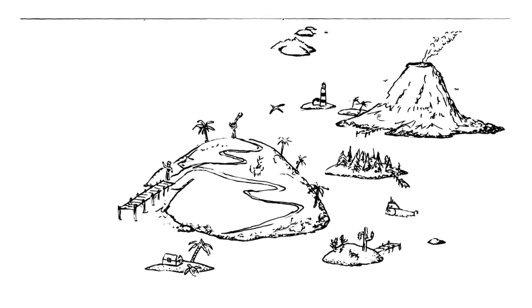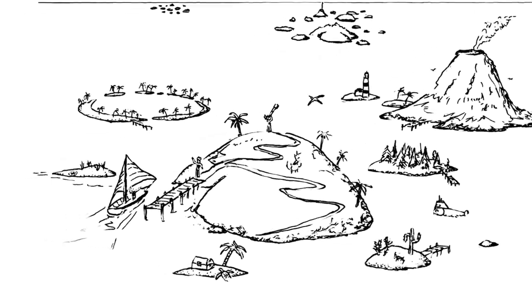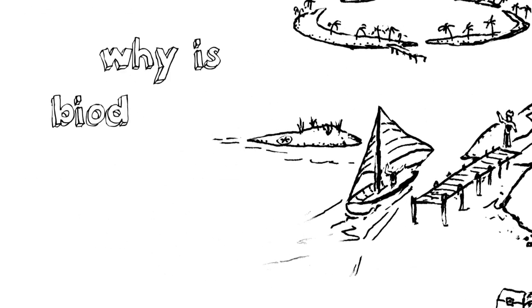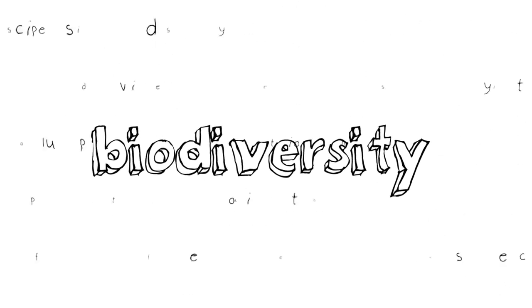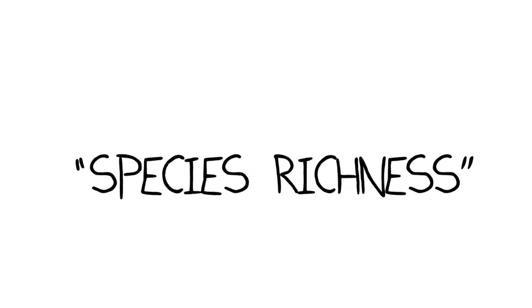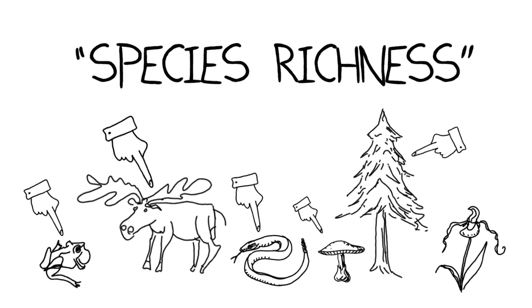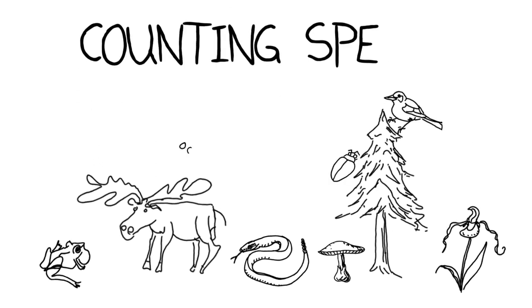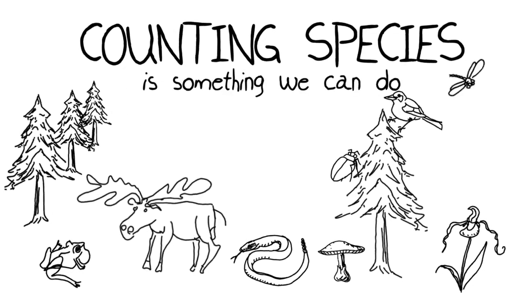If we think about our biodiversity tutorials as an archipelago, then today we visit this island to discover why biodiversity is so important. In terms of biodiversity, we mean a lot of different things. In this case, we're going to talk about something known as species richness, because that's something that we can measure. Counting up the number of species, going out and finding out how many species there are in a given environment, is something that we can actually do.